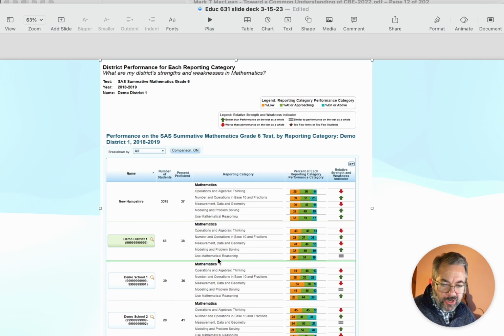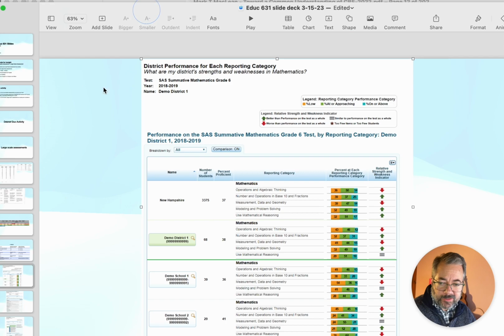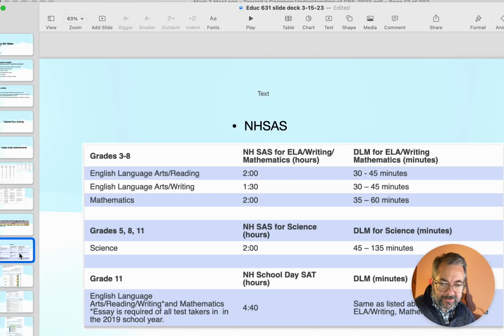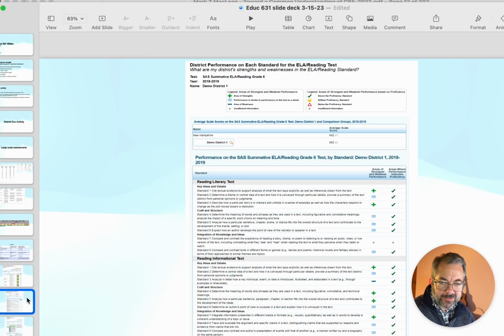And then this would show within the district itself. You can see the numbers here. New Hampshire, 3,375 students. That's the whole state. And so in this case, it's the district. It's a demo district. The district compared to the state. In this case, it's the district compared to your particular class that you're getting. Some of you get these. Some of you don't. But it's important that we all talk about them at some point or another.